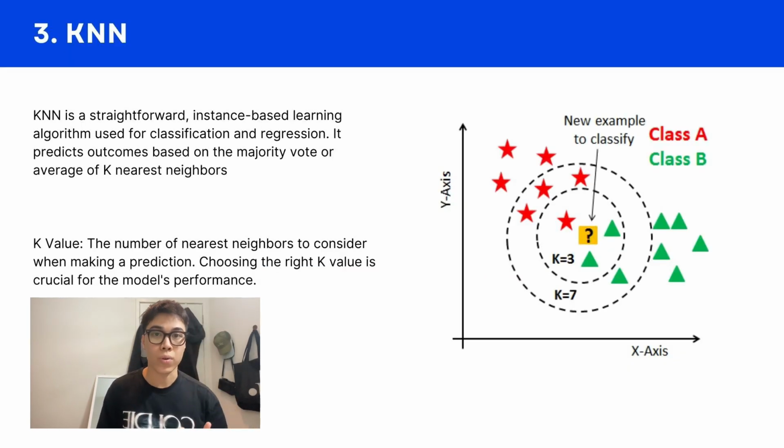Our third model is KNN. KNN is a straightforward, instance-based learning algorithm used for classification and regression. It predicts outcomes based on the majority vote or average of k nearest neighbors. The k value indicates the number of nearest neighbors to consider when making a prediction. Choosing the right k value is so important for the model's performance.